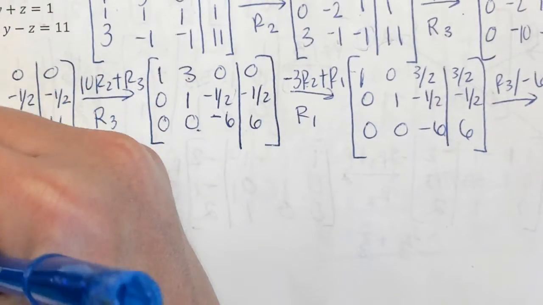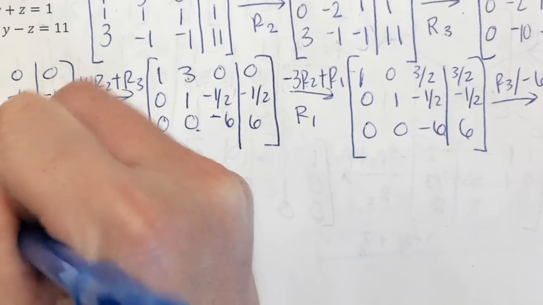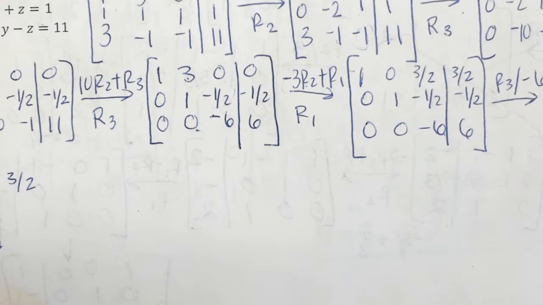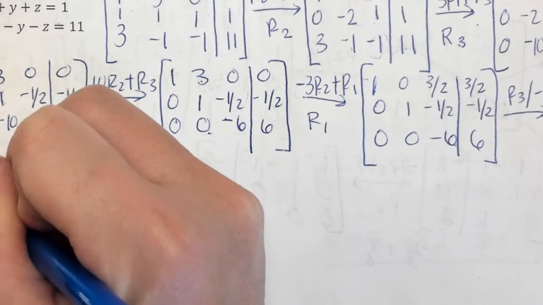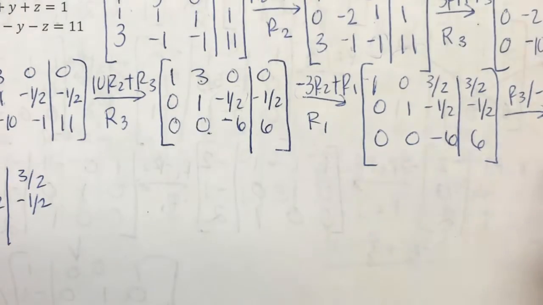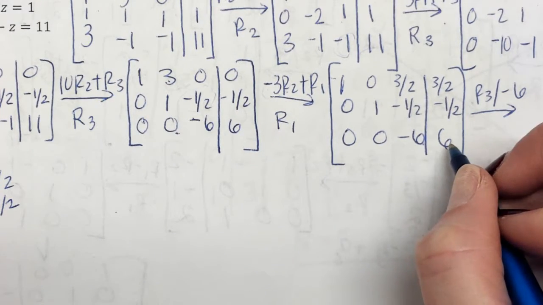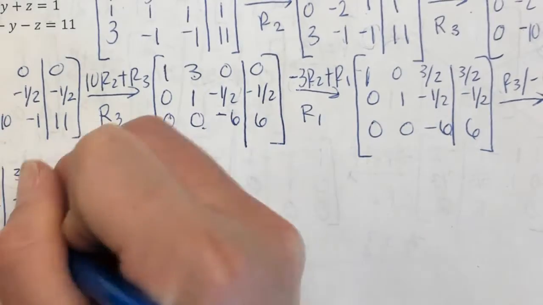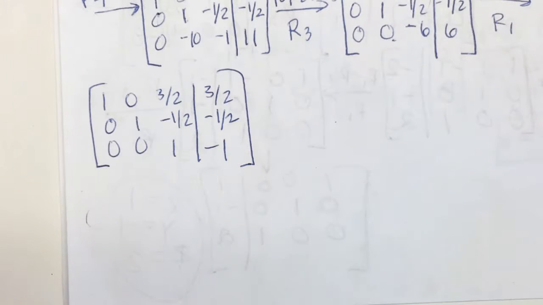Alright, so leaving 1 and 2 the same. That's why I want y'all in partners today, so y'all can talk this through before you do it on your own. Alright, so when I divide by negative 6, that'll give me 0, 0, 1, negative 1. We're looking good. We just got to change 2 more. Which one do y'all want to change first? 3 over 2 or negative 1/2?